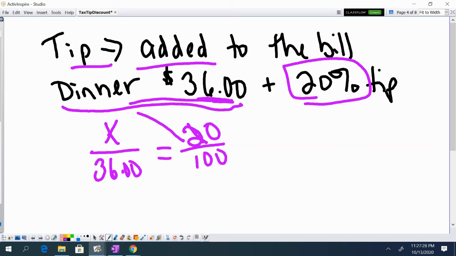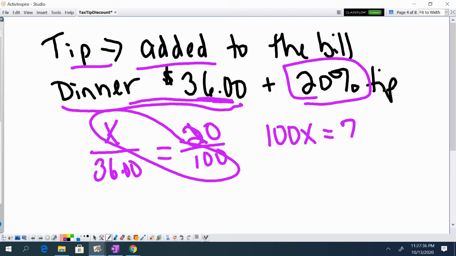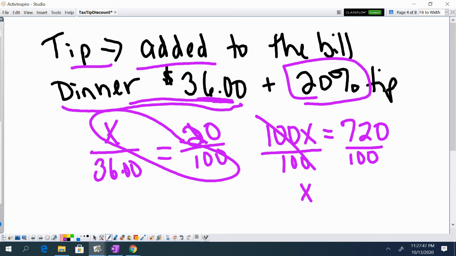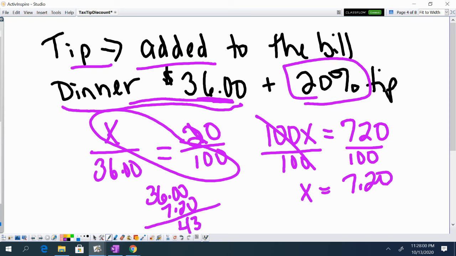This is my I don't know. I'm cross multiplying. It's always going to be 100x. 20 times 36 is going to be 720 if I put that in my calculator. One-step equation, I solve it by dividing each side by 100. And that gives me $7.20. That's not my total answer because I want to know how much money to leave on the table. So I need to add the tip amount to my $36. So $43.20 is my answer.